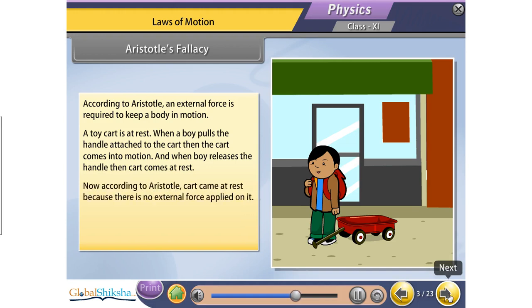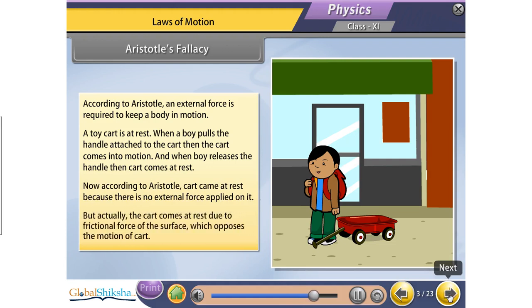Now, according to Aristotle, the cart came to rest because there is no external force applied on it. But actually, the cart comes to rest due to the frictional force of the surface, which opposes the motion of the cart.